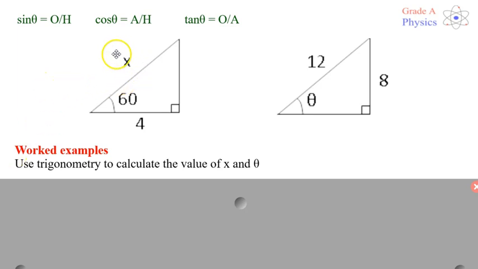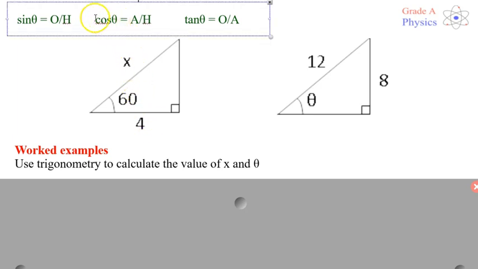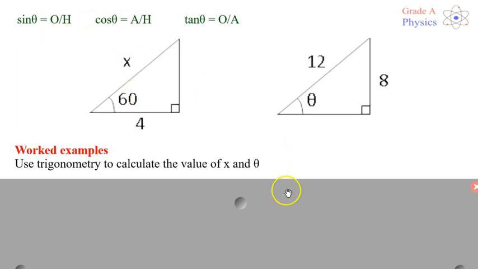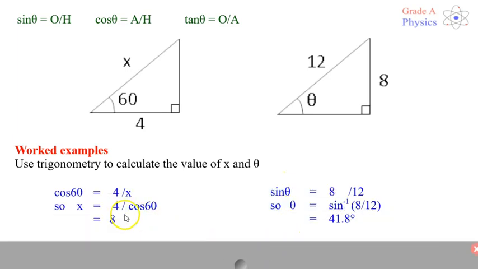So two more. We've got this one here, so we've got 60, 4 and x. In this case, we are given the angle and the adjacent, and we don't know the hypotenuse. So adjacent and hypotenuse, it's going to be a cosine, so it'll be this one here. It's always worthwhile writing out that formula. So cos of the angle, cos of 60, is equal to the adjacent, 4, divided by the unknown x.